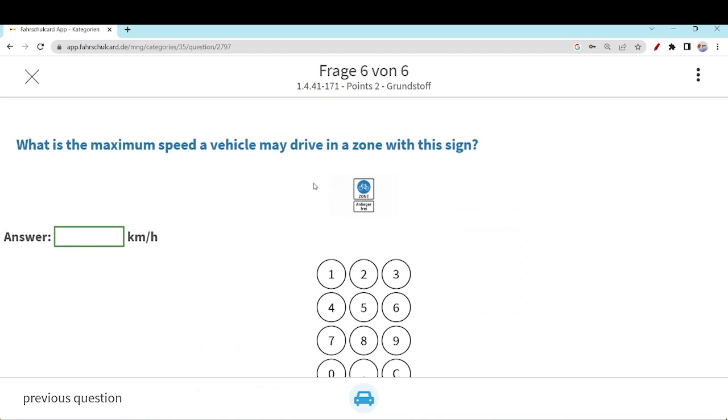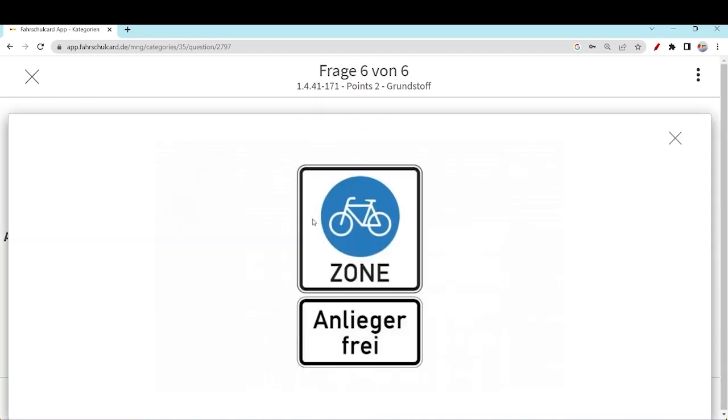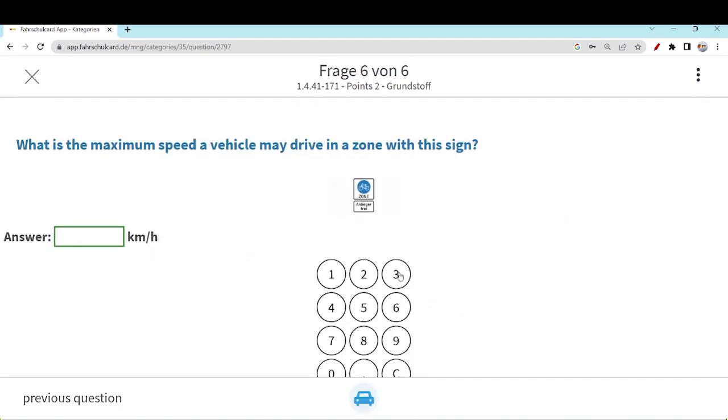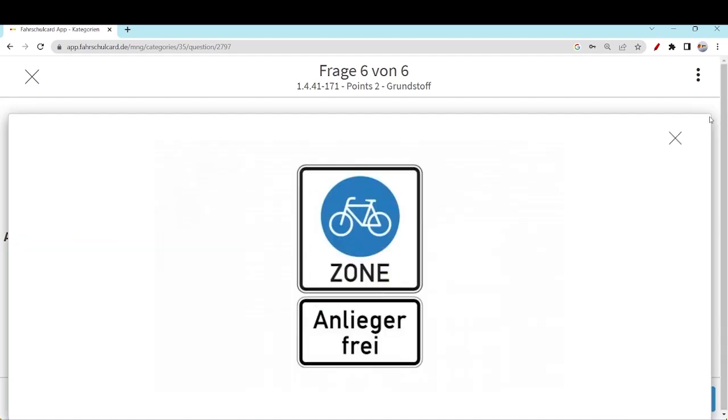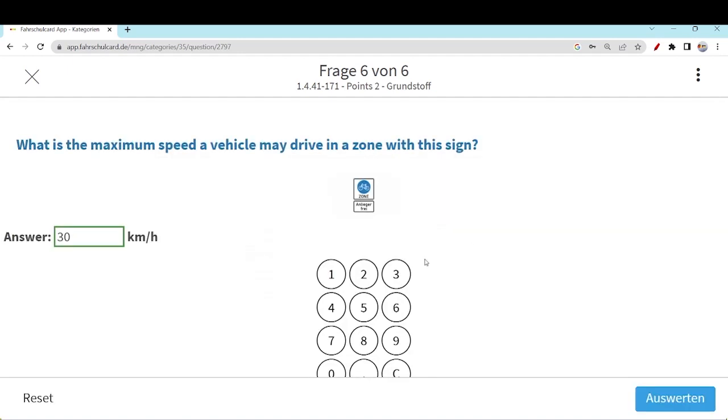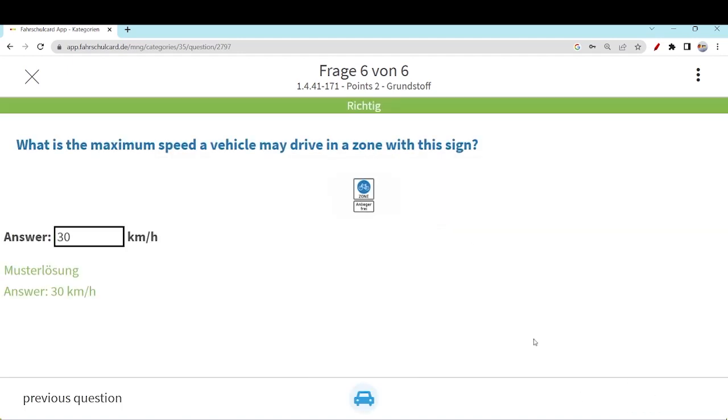What is the maximum speed a vehicle may drive in the zone with this sign? Normally you see there is a cyclist zone and residents are there. In the residential area, inside the city and even inside the houses, you see that on this roadway we have a speed of 30 kilometers per hour. I think this needs no explanation, because we have discussed this a lot in the previous videos. Inside built-up areas, where cyclists and residents are there, the speed is 30 kilometers per hour.